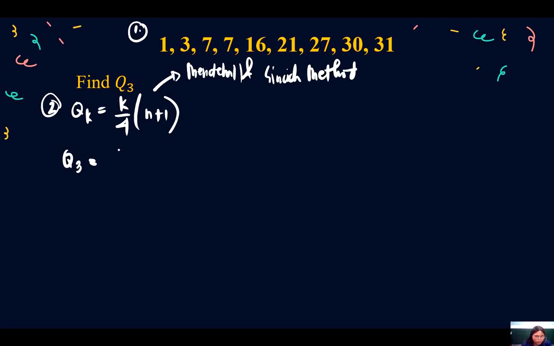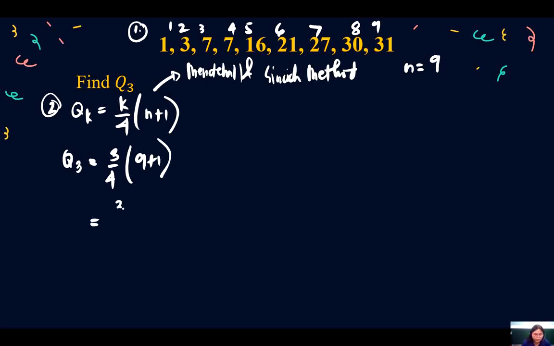Okay. So our K, our position is 3. Kaya 3 over 4. Our N, how many is again our N? Let's count it. 1, 2, 3, 4, 5, 6, 7, 8, 9. So our N is 9. Kaya 9 plus 1. Okay, so 3 over 4 times 10. Input this on your calculator. Okay, let me input in my calculator. 3 over 4 times 10. So it is 15 over 2.